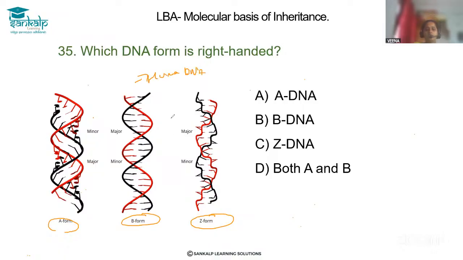If you observe properly, both A form and B form have a right-handed helix form. Okay. So the correct answer is D, both A and B.